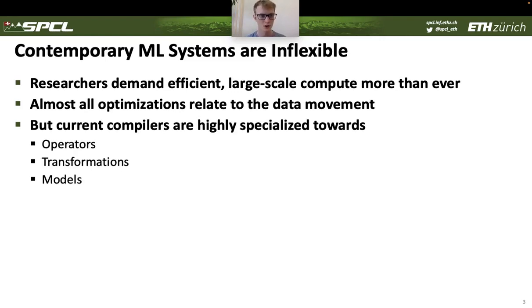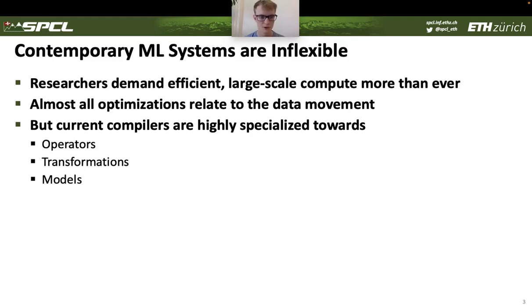However, looking then at the current set of compilers, we also see that they're highly specialized. So they're specialized in terms of operators, transformations, and models. For operators, compilers often implement optimizations only for a specific set of popular operators. And this leads to situations where, for example, layer normalization was for years less performant than the more popular batch normalization, despite only being a change in the axis of computation.